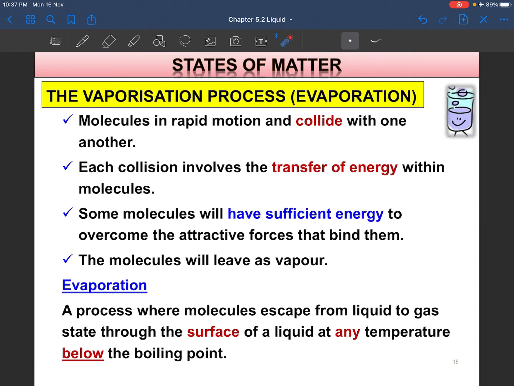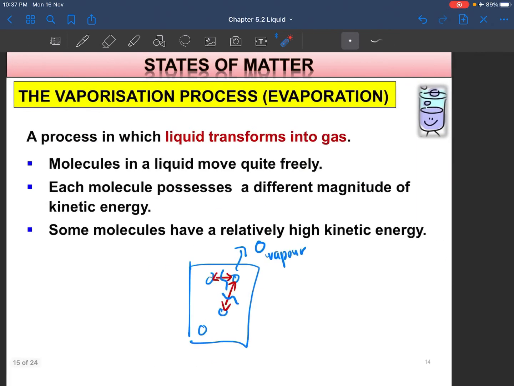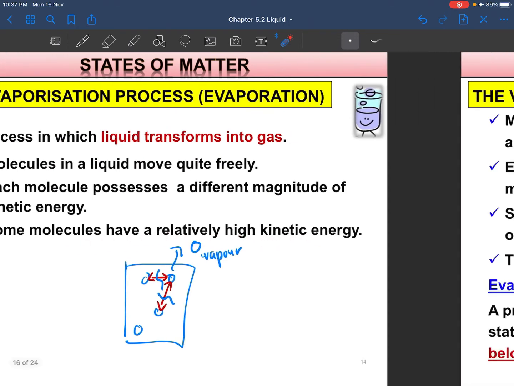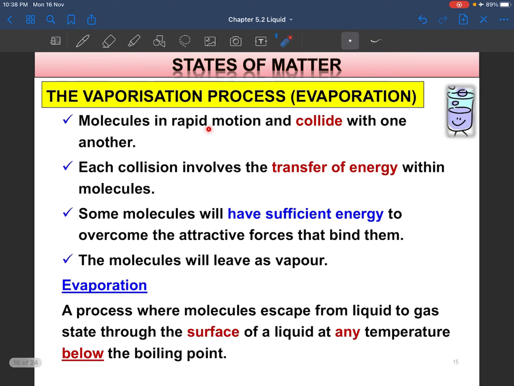Okay. Alright, and then kita tengok dekat sini. Oh, ini sambungan lebih kurang macam tadi lah. Okay, so molecule in rapid motion and collide with one another. Okay, so kiranya kalau some molecule ada relatively high kinetic energy, so end up molecule tu akan bergerak dengan laju dan mungkin akan berlanggar dengan satu sama lain. So, each collision involve transfer of energy within the molecule. So, collision tu akan menyebabkan ada energy yang ditransferkan antara molekul. And some molecule will have sufficient energy to overcome the attractive forces that bind them. Inilah yang saya explain tu.